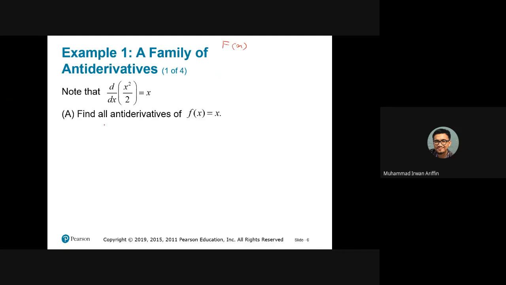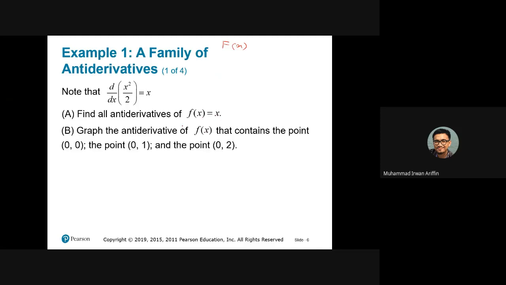Now, let's say we have been asked to find all antiderivatives of f(x) equal x, and then graph the antiderivative of f(x) that contains the point. Remember, we need to move the opposite way. This is the derivative, so we want to find the antiderivative. We are given these 3 points, (0, 0), (0, 1), and (0, 2), and we are asked to evaluate the differences between these three antiderivatives.